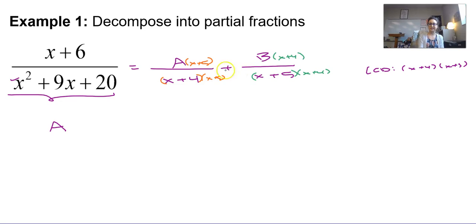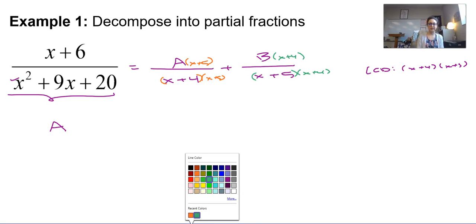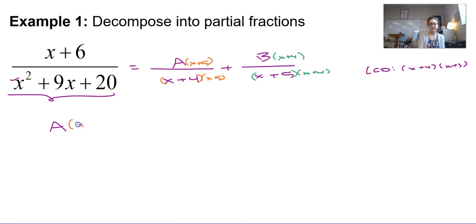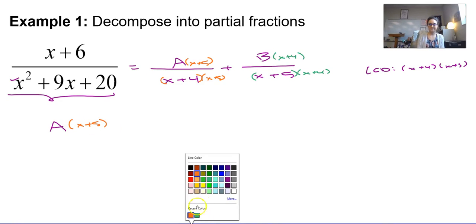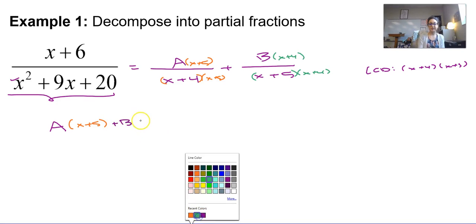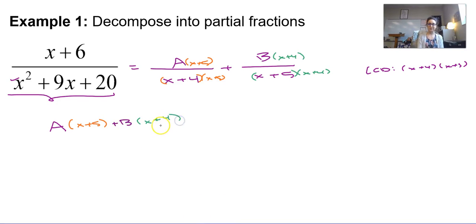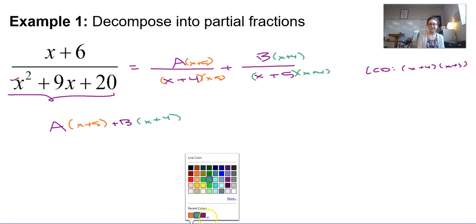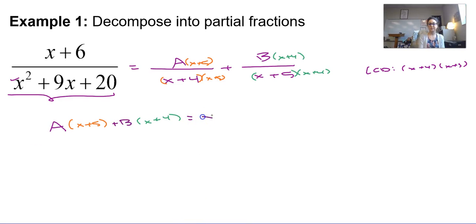Okay, so if I were to combine these, my new numerator, remember unsimplified, is going to be a times x plus 5, plus b times x plus 4. That would be my new numerator, agreed, once I combine all of them. My denominators are already equal. My next issue to solve is to make my new numerator equal to my old numerator. So if I combine them, my new numerator would look like this, and I need to set that equal to my old numerator, because I want them to be the same.